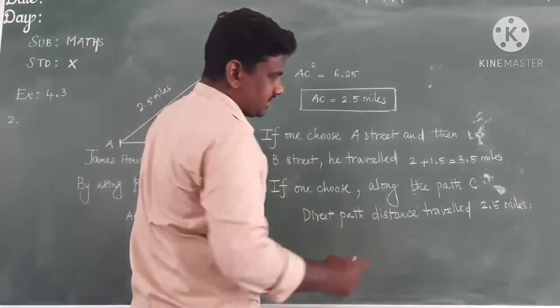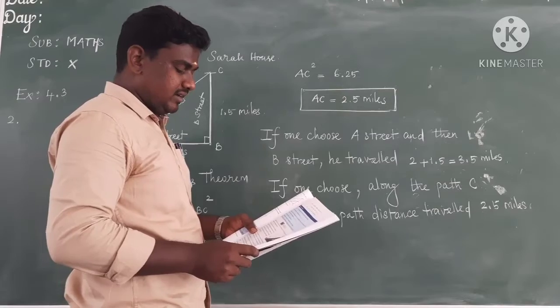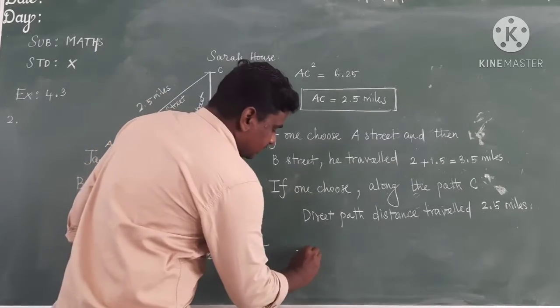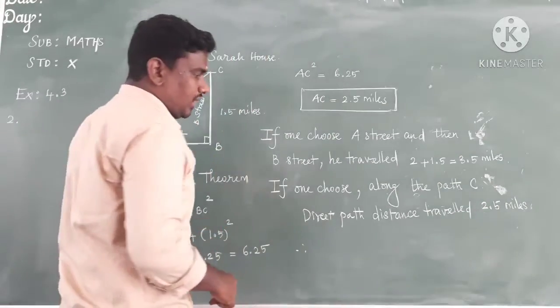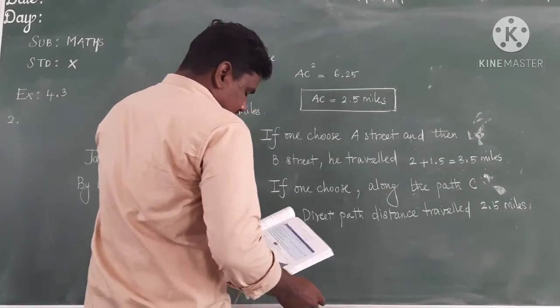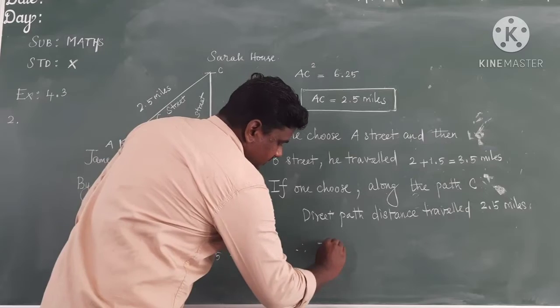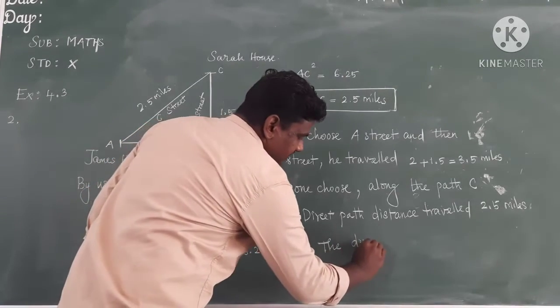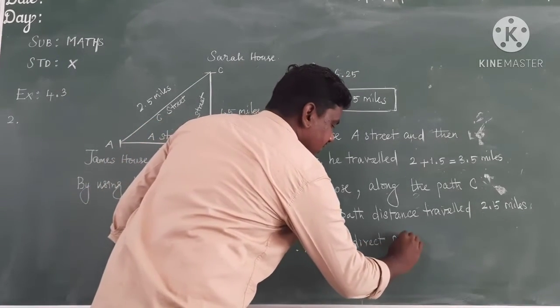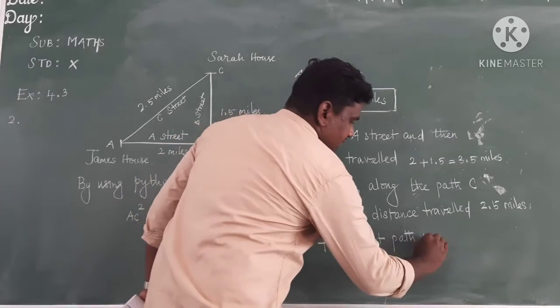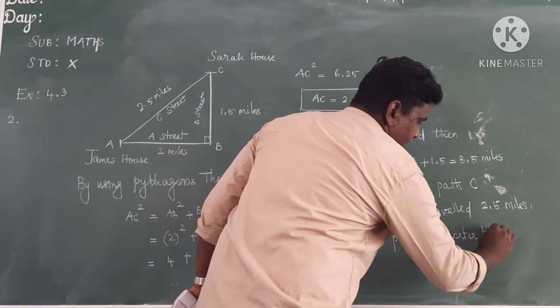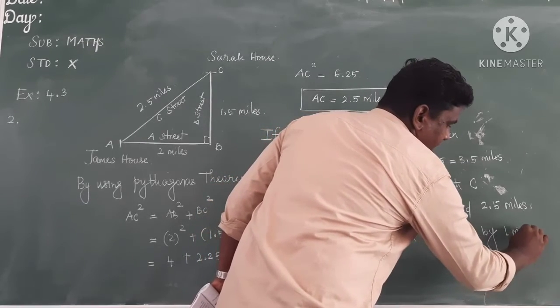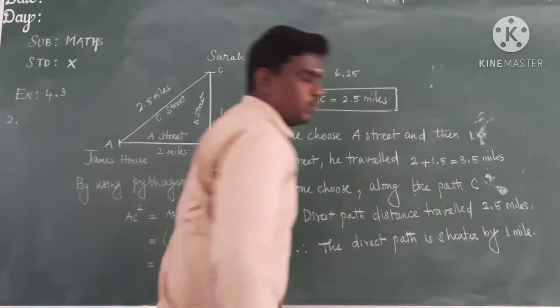So how much shorter? The question is how much shorter is the direct path along C? The difference is 3.5 minus 2.5, that is 1. So the direct path is shorter by 1 mile. I hope you understand.